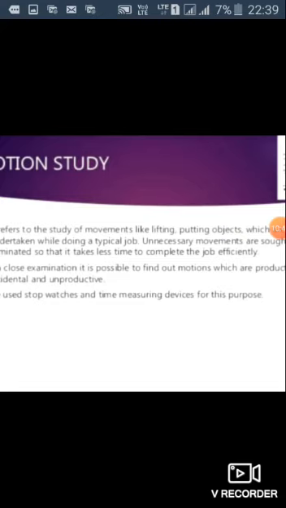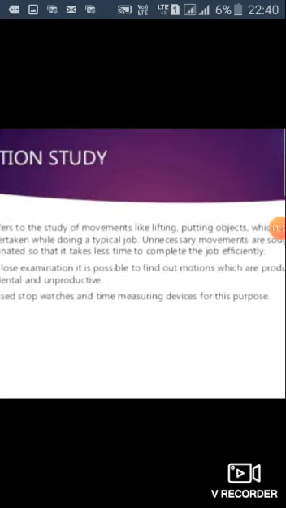For example, it was observed through motion study that a worker has to move frequently to take tools from the toolbox. So the worker has to use a tool and he is frequently moving to the toolbox. So why not bring the toolbox close to the worker so that this unnecessary movement can be avoided. So motion study sees to it that unnecessary movement of lifting, putting objects, etc. can be avoided. It saves time and it increases production.